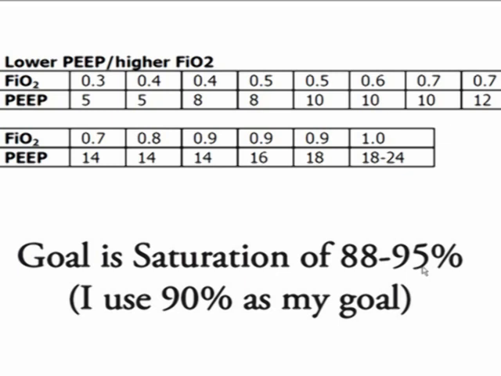By the same token, if the patient's satting 100%, I'm going to move down on the PEEP scale. So if I had made it up to 0.5 and 8 of PEEP and the patient had recruited and gotten better and now they're satting 100, I'll go down a notch. So I'm always going to keep them between 88 and 95%.